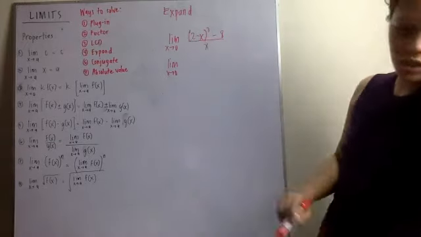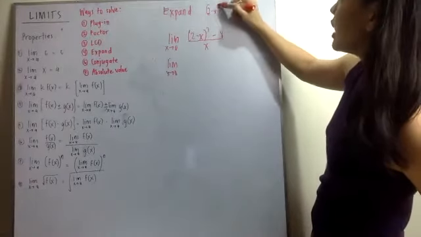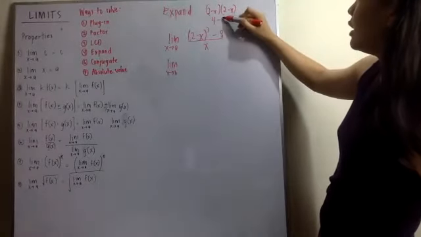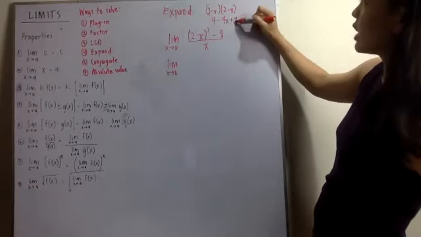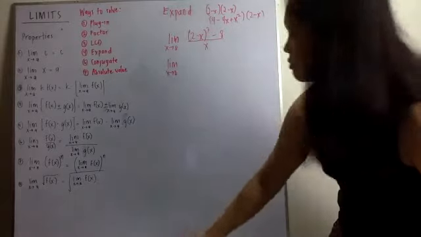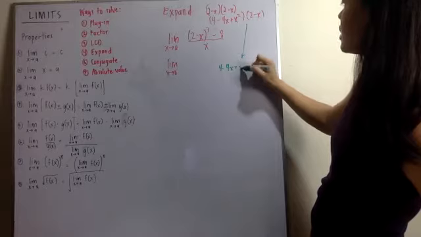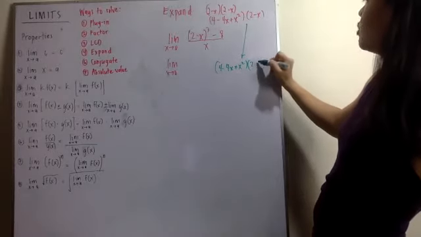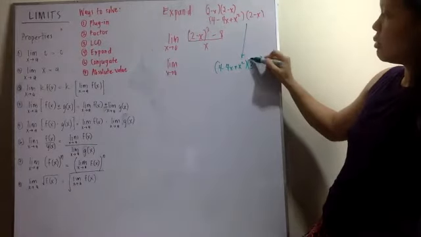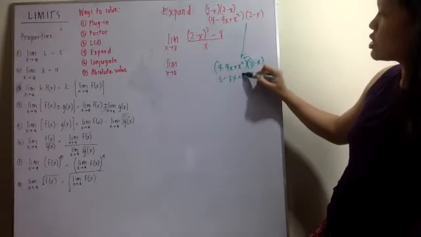Ito, pag in-expand natin to, ano makukuha natin? 2 minus x times 2 minus x, that's equal to 4 minus 4x plus x squared. Okay? Times 2 minus x. Continue natin dito. 4 minus 4x plus x squared times 2 minus x. Okay? And multiply natin by 2. Unahin natin to. Multiply natin sa lahat. So we have 8 minus 8x plus 2x squared.